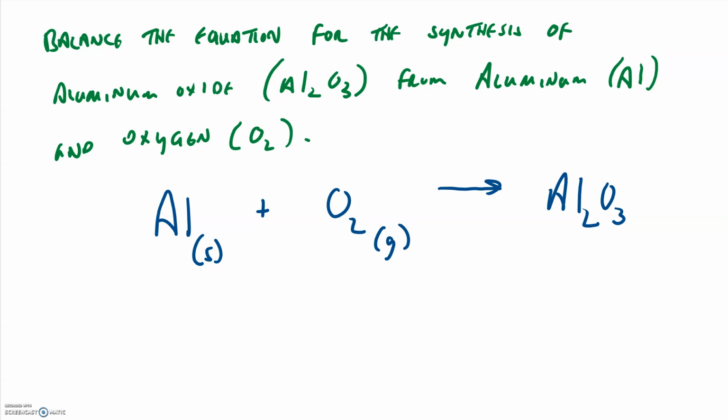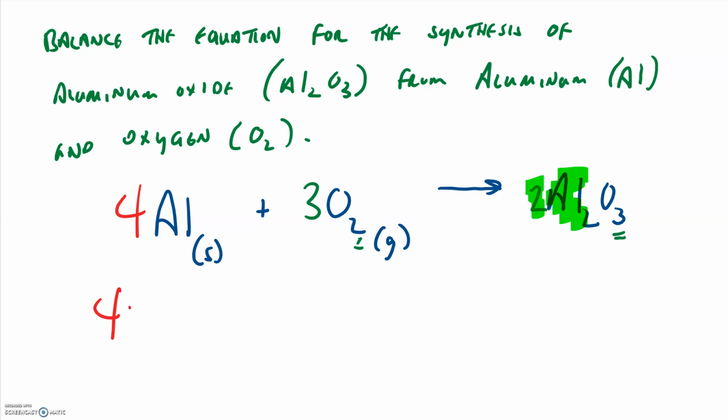Let's try it with the oxygens first. So because I have 3 oxygens over here and only 2 over here, let's use a common factor. Let's multiply this one by 3 and this one by 2, and that makes 6 oxygens on both sides. But because I added this coefficient of 2, that also multiplies the entire molecule, and since there were already 2 aluminum atoms, now there are 4. So I want to multiply this aluminum by 4, and that balances the equation.